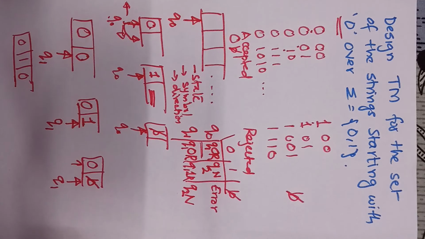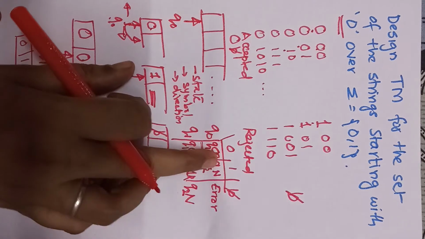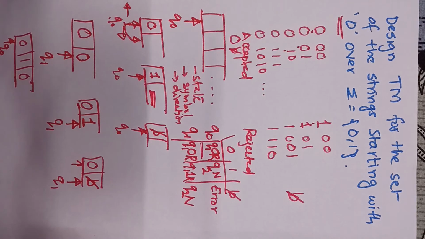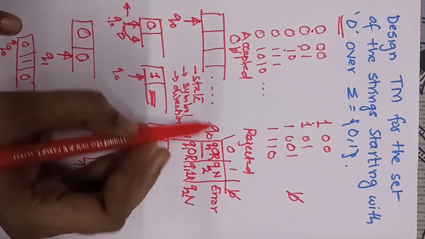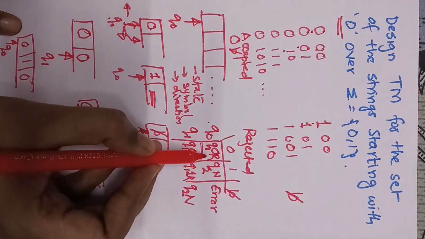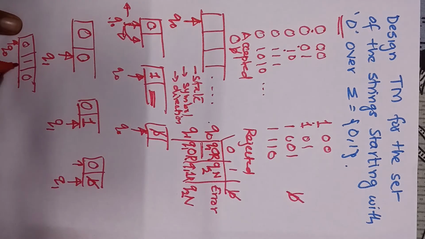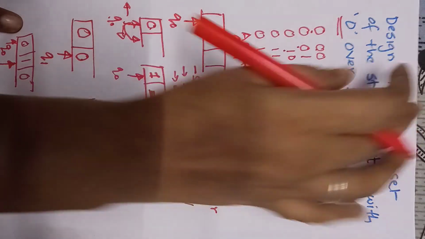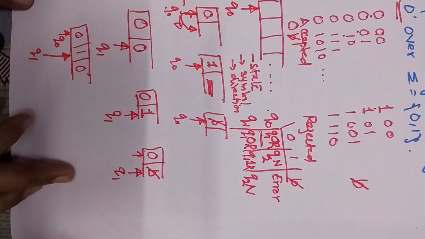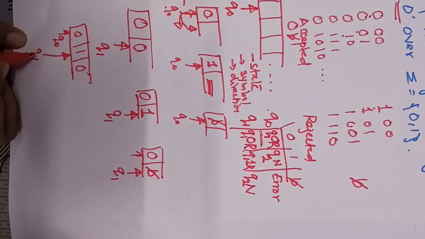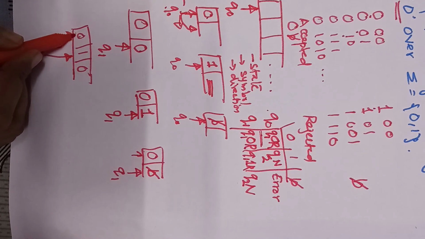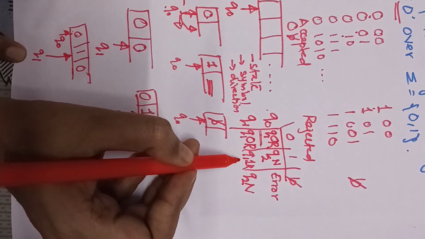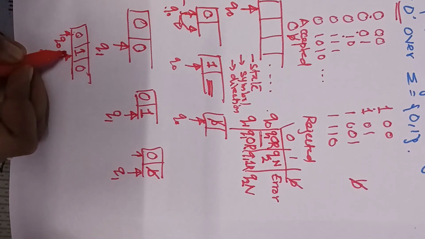Now I will recheck whether this table is working properly or not. I will start with initial state q0. q0 on 0 is going to q1. I am moving the pointer towards the right hand side. So we are here with the q1 state, and the pointer is shifted here. This is accepted because I will change the state. Now q1 with 1 is q1, and the 1 will remain as it is.